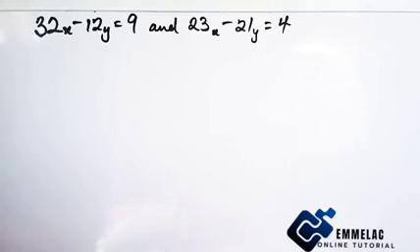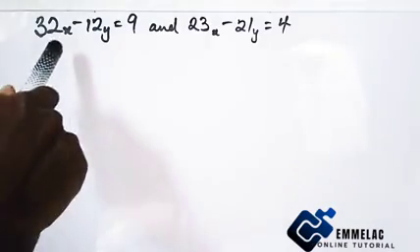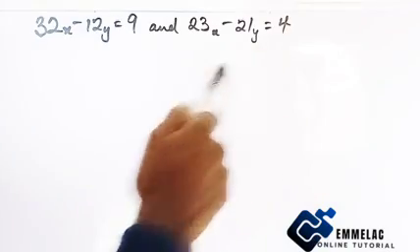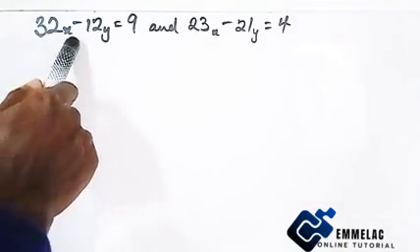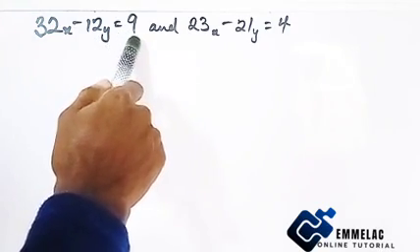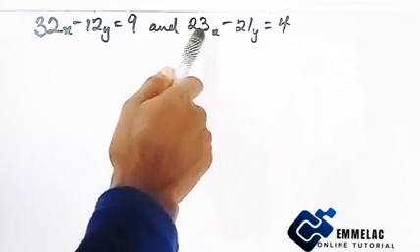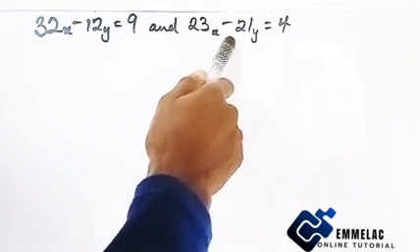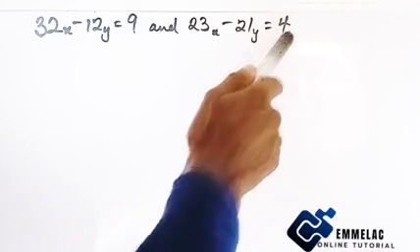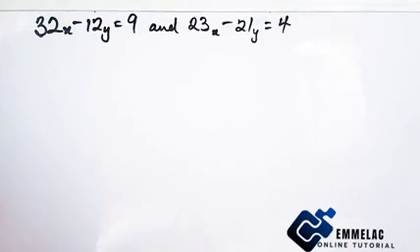Now, in this question, we are asked to find the values of the bases x and y. These are two expressions, which means that 32 base x minus 12 base y gives you 9, which is automatically in base 10. And 23 base x minus 21 base y equals 4, which is also in base 10. What are we going to do here? First, we expand according to their bases. All right, let's get started.